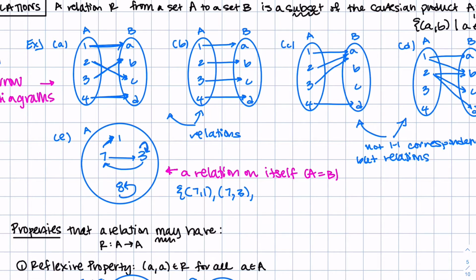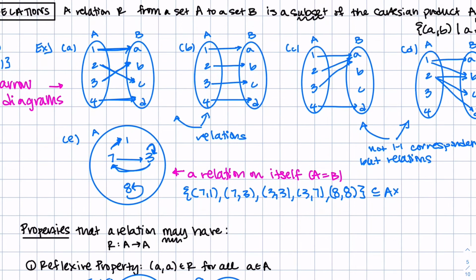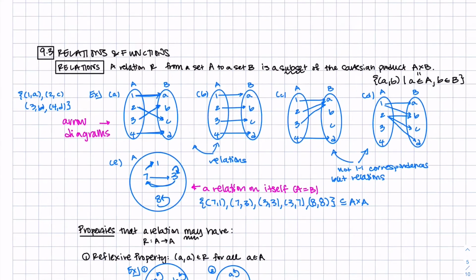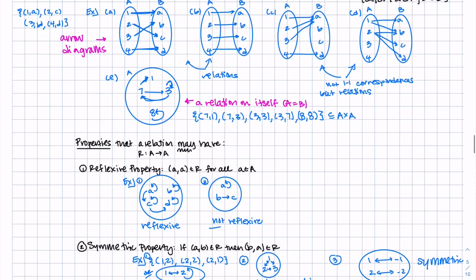Another one says 3 goes to itself, and also that 3 goes to 7. And the last arrow that I have here tells me that 8 goes to 8. Okay, so this is what we call a subset of the Cartesian product of A cross A. It doesn't need to be the full thing. So that's just an example of a relation on itself. The idea of a relation is pretty broad. It includes one-to-one correspondences, but a relation doesn't need to necessarily be a one-to-one correspondence.